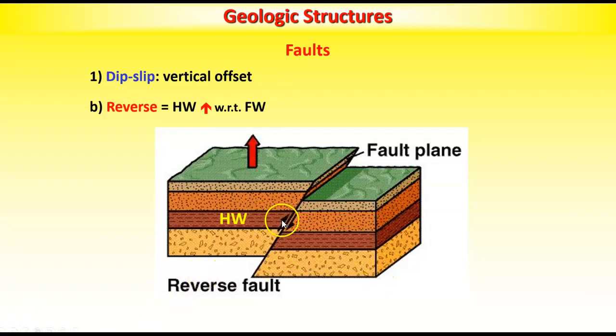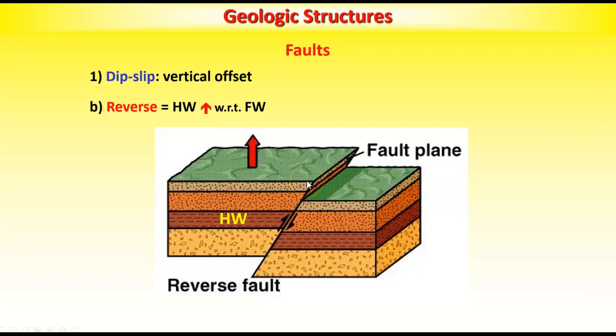What did it do? Well, let's make these layers match up. Before anything happened, this layer was down here along this, and it was a nice continuous layer. In order to get it to this current state, I would have had to move the hanging wall up. By definition, this is called a reverse fault. This is the official way to identify reverse faults, and the other one is called a normal fault.